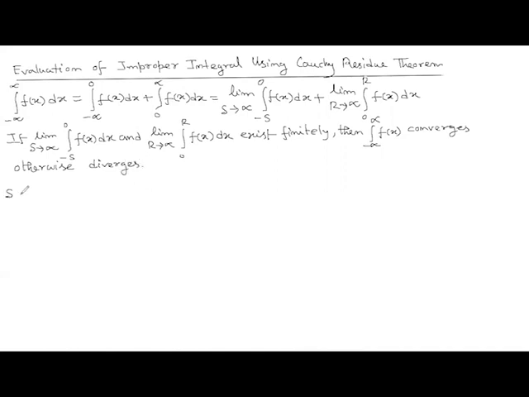Now, if we take s equal to r, then we get what is called Cauchy's principal value of this integral, and it is denoted by PV of minus infinity to plus infinity f(x) dx, that is equal to limit r tends to infinity, minus r to plus r f(x) dx. Let it be equation 2 and this equation 1. So it is Cauchy's principal value.